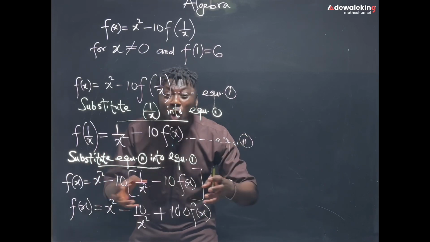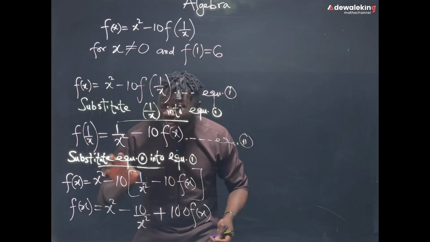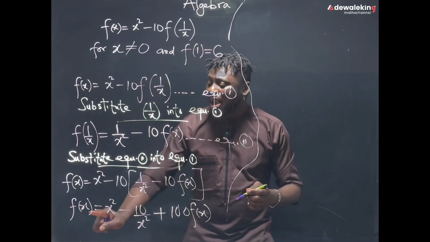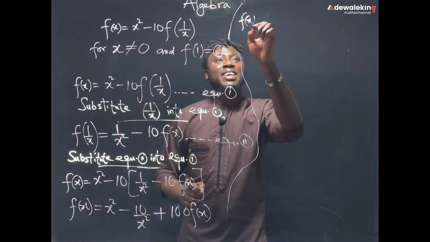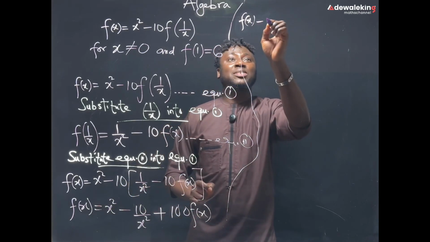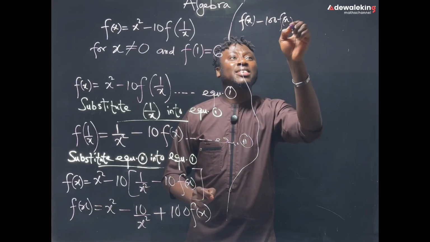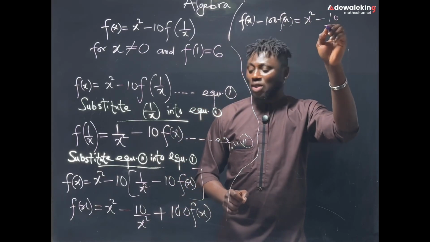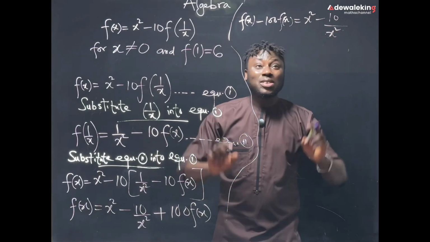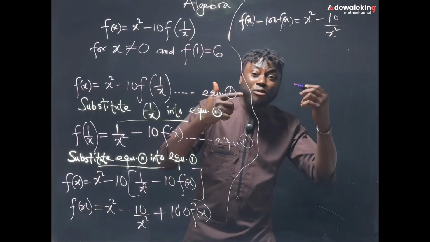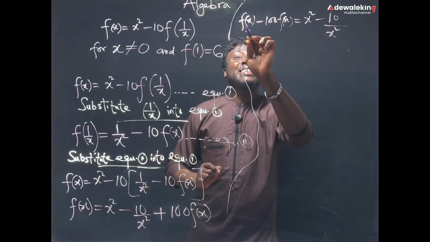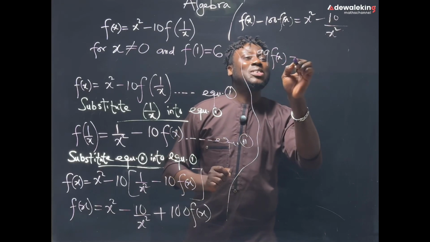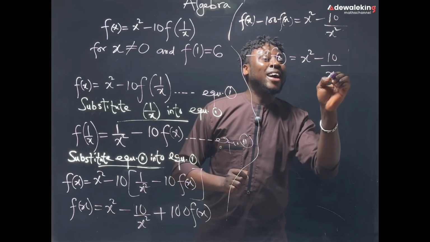So by bringing all the terms involving f of x to one side, we have f of x, and this will come here as minus 100 f of x, equal to x squared minus 10 over x squared. This is what we get by simplification. By further simplification, this minus this will give us minus 99 f of x, which is equal to x squared minus 10 over x squared.